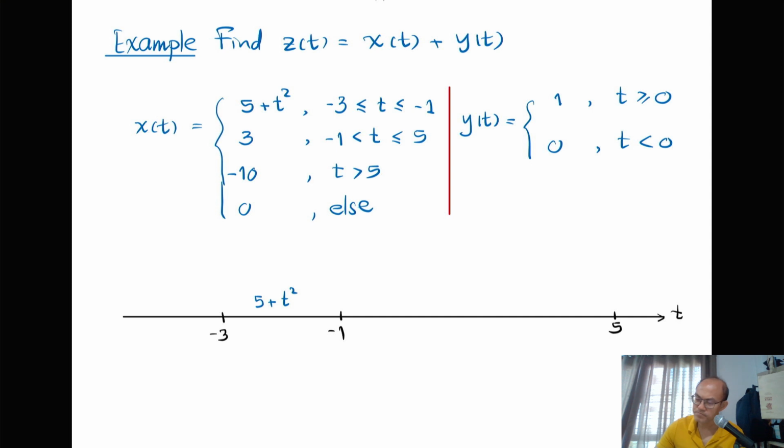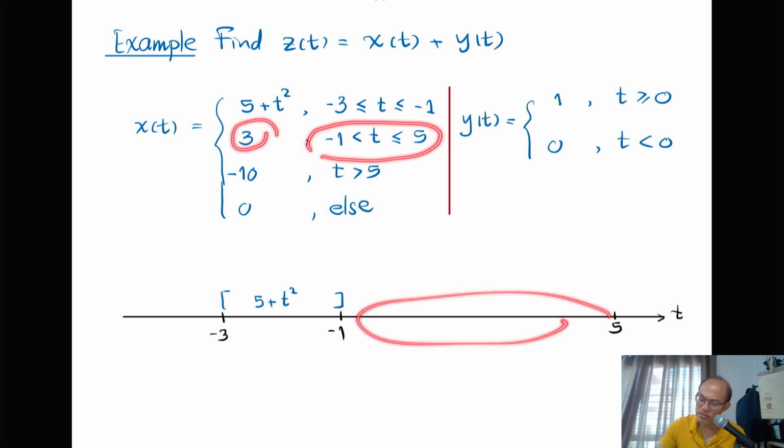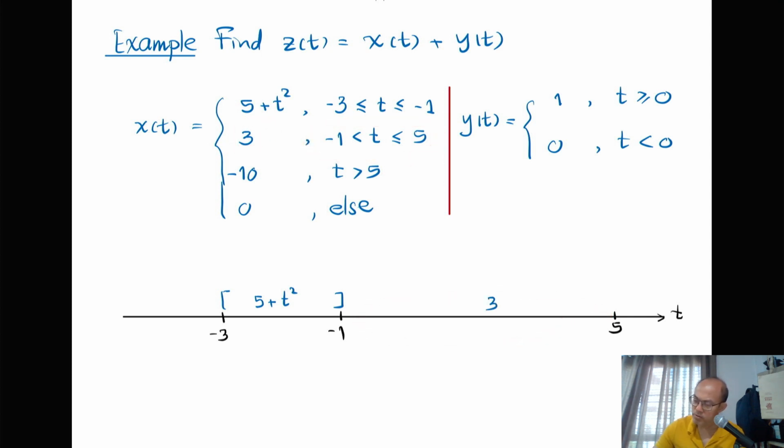This is x. It's a closed interval, and over the interval -1 to 5, x is 3. So x is 3 here. It's an open interval. And when time is greater than 5, x is -10. So -10 here, open interval, and then the rest is 0. So the rest would have to be here, and it has to be an open interval.